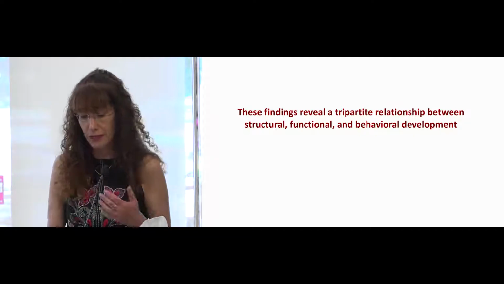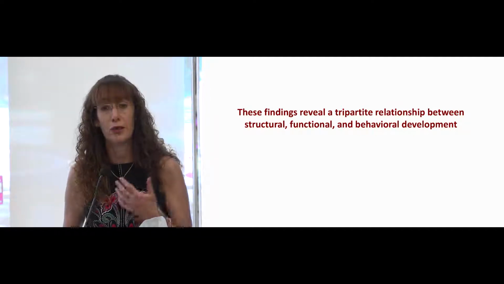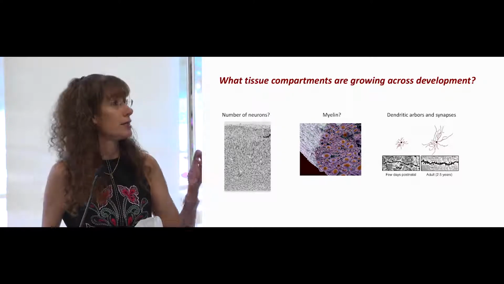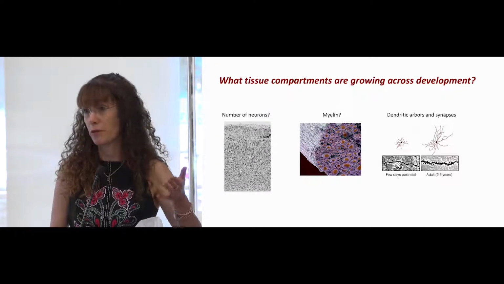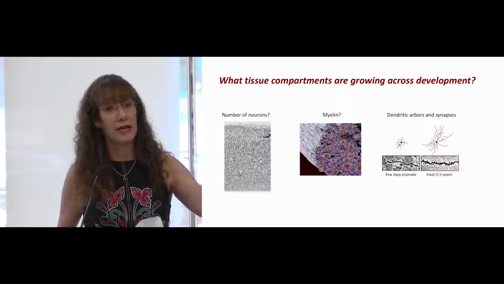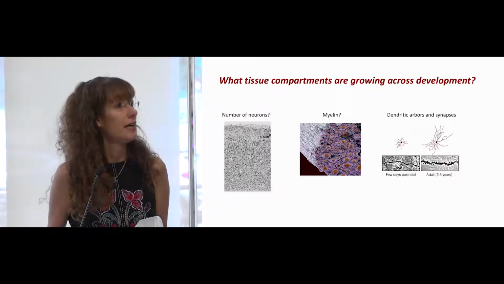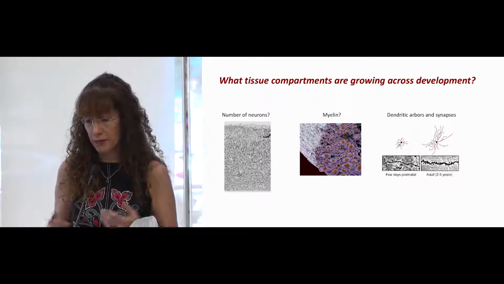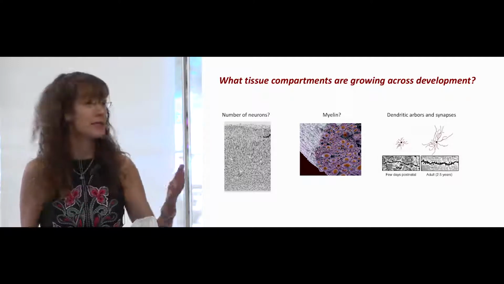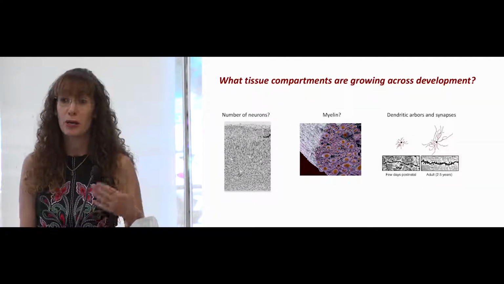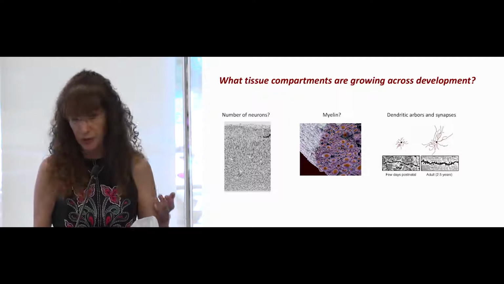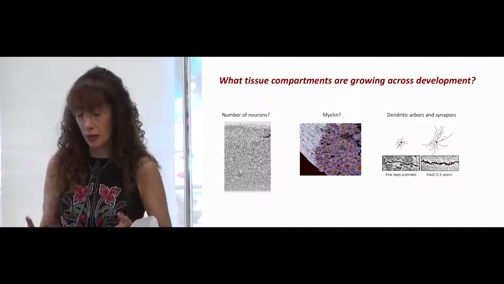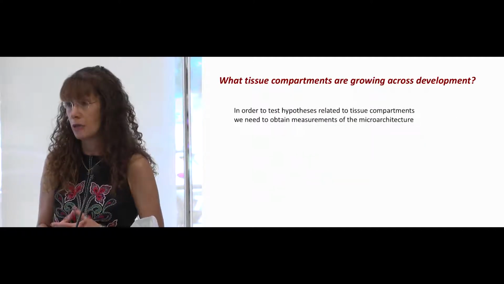Specifically, the kind of questions it raises is what compartments in the tissue might be developing from childhood to adulthood. Are there more neurons in the adult brain as compared to the child brain? Maybe the adult brain has more myelin in it. Maybe there are increases in the dendritic arbors and the number of synapses. The problem is that addressing any of these questions really requires you to do histology. In order to test these hypotheses related to specific compartments, we need to do histological measurements at the microarchitecture level.